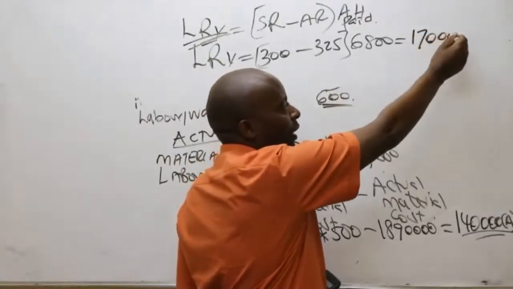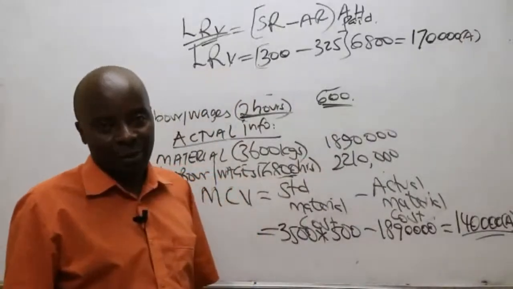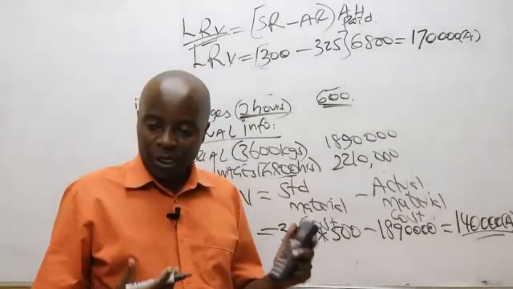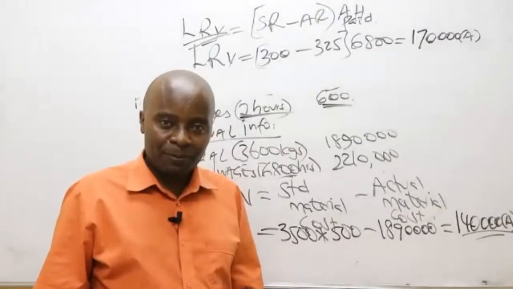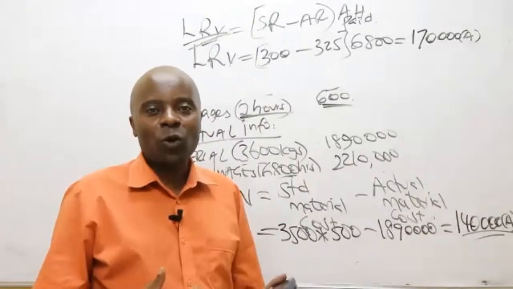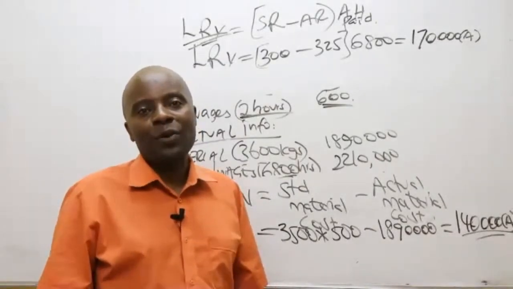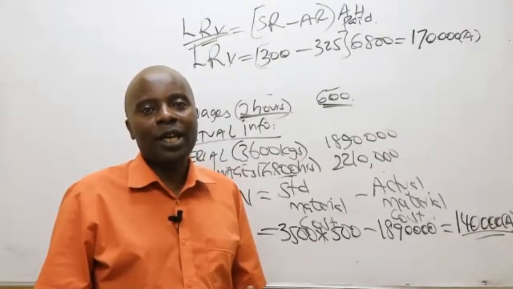Who is able to give us an answer? I want to hear answers from my students because as usual, we have to give a present. Is there somebody who was able to get 170,000 adverse? Moses, yes. Moses got 170,000 adverse. Is that okay?